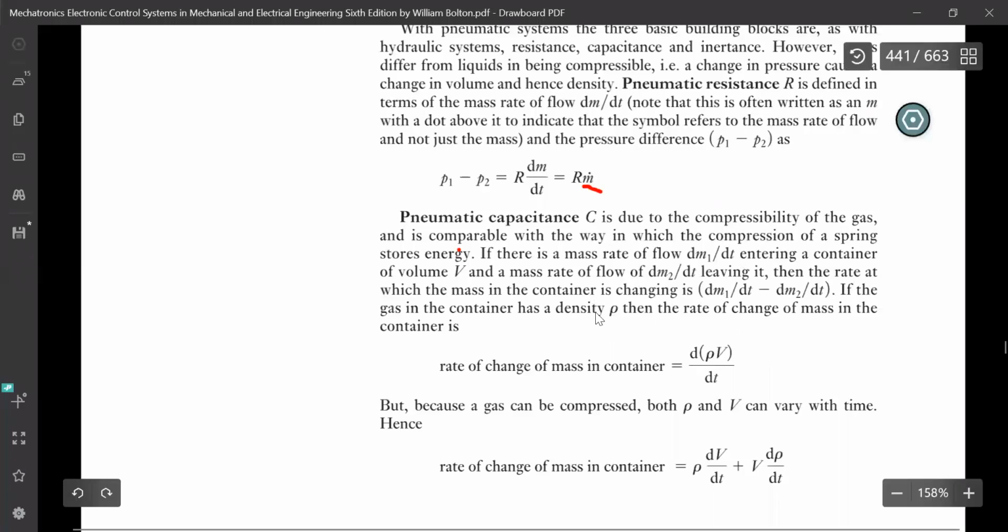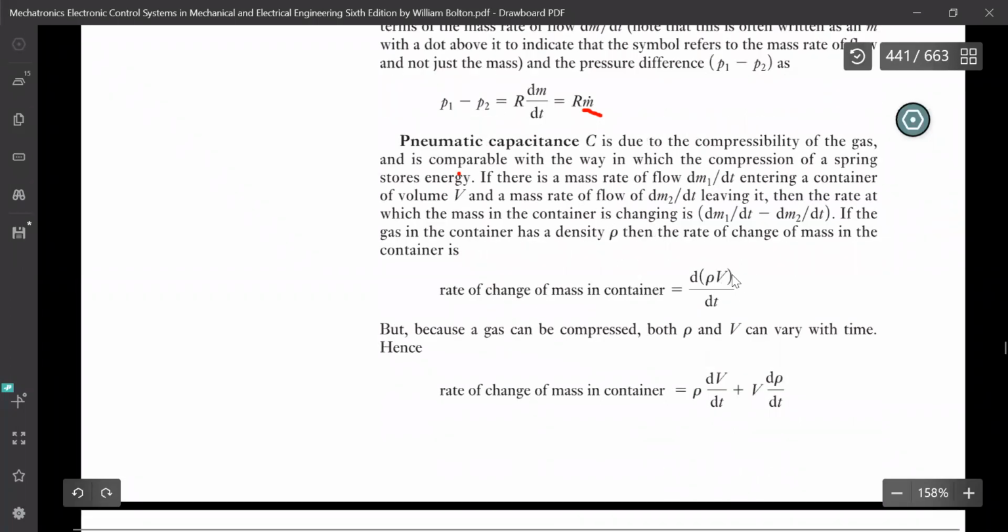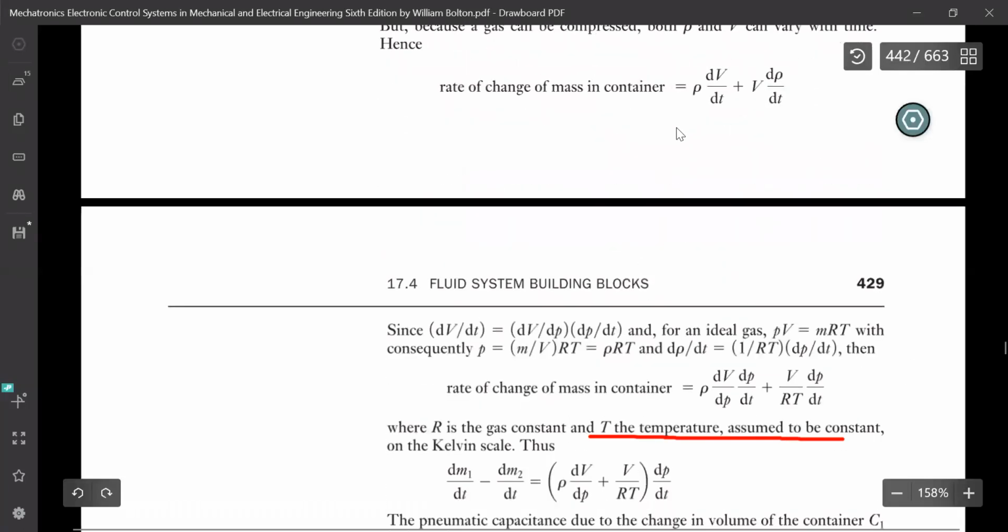If the gas in the container has a density rho, then the rate of change of mass in the container would be d(rho V) by dt. What is rho into V? It is nothing but mass. Because gases are compressible, both rho and V will vary with time. In the earlier case of liquid, only volume was varying with time, so we were calculating the volumetric flow rate. But here density is also changing, so we cannot take the density out of the differentiation. Therefore, the rate of change of mass in the container would be rho dV by dt plus V d rho by dt. So this is what you are getting.